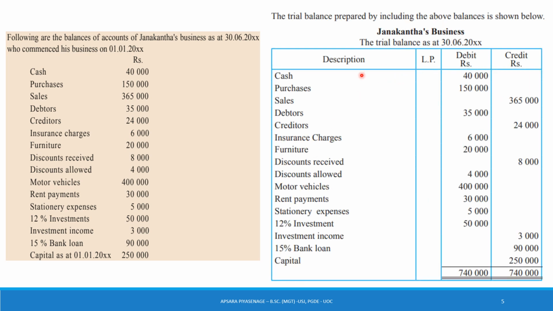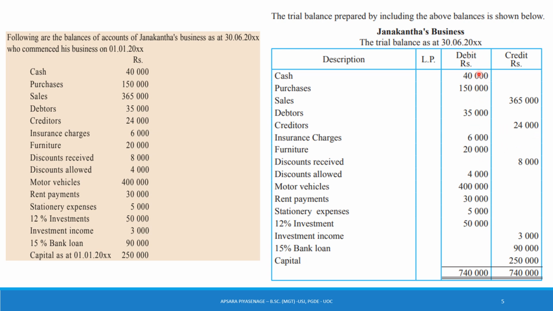So here, this is the trial balance for Janakanta's business. First you have to write the name of the business, then the trial balance as at 30th June. Then under description you can write the name of the accounts, and in front of that you can write the value or the balance of that account. Here you have to separate it into the debit column and credit column. You have to identify whether this account has a debit balance or a credit balance, and then you have to record that in the correct column.